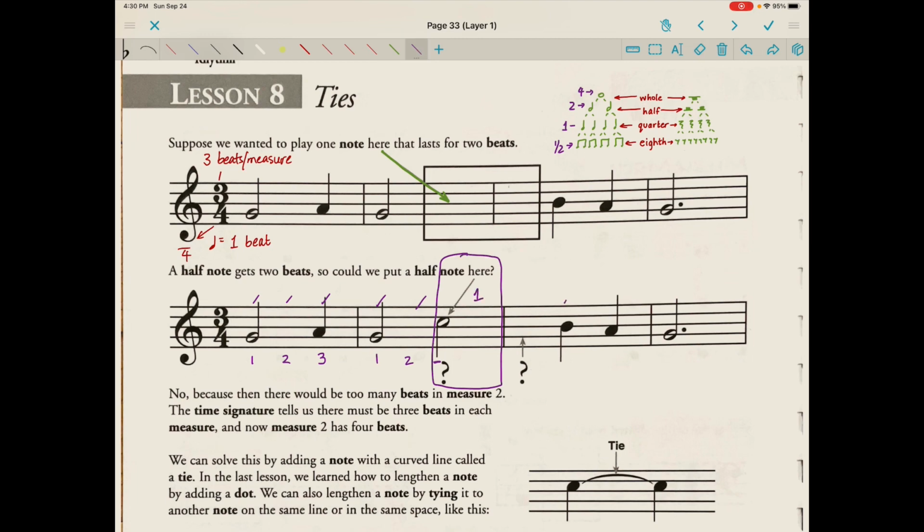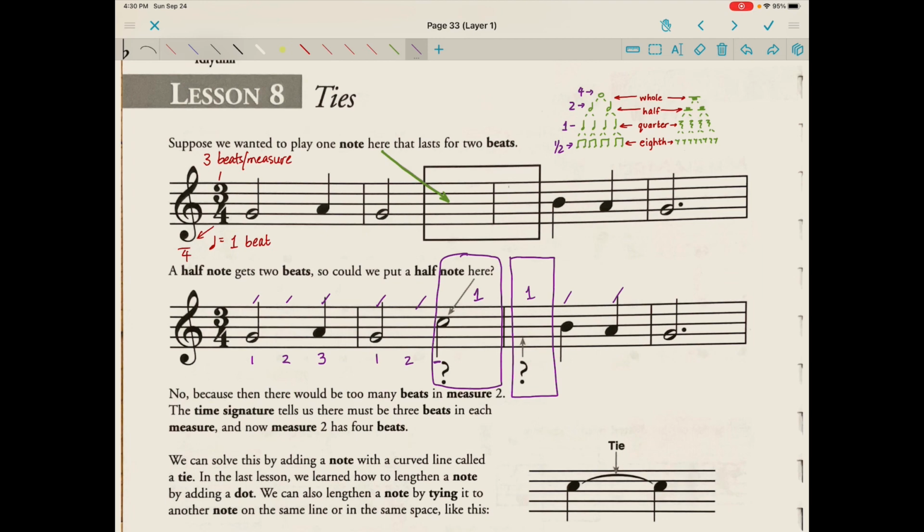So we have 1 beat for this quarter note, 1 beat for this quarter note. So actually we're also going to need to fill this in with a 1 beat note. So a half note would be ideal. 1 plus 1 equals 2, but we can't do it because the bar line's in the way.